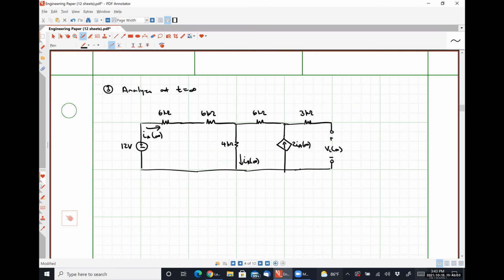Okay, so put these two 6 kilo ohms together as a 12 kilo ohm. I'm on board with that. What next, Sarah? Nodal. I think nodal would be easier. So let's call this guy V1 and this guy V2.